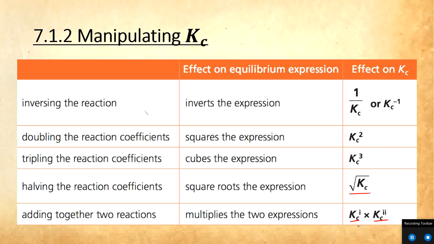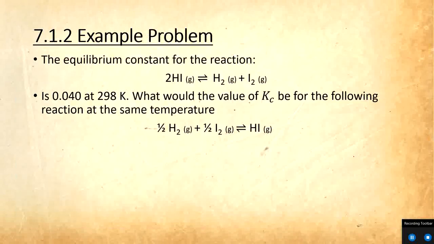Okay, so let's take a look. It'll make a little more sense when we actually see an equation. But if you want to copy this summary table, it would be a good idea. Okay, so here we have the equilibrium constant for the reaction 2HI in equilibrium with H2 and I2, is 0.040 at 298 Kelvin. What would the value of Kc be for the following reaction at the same temperature?